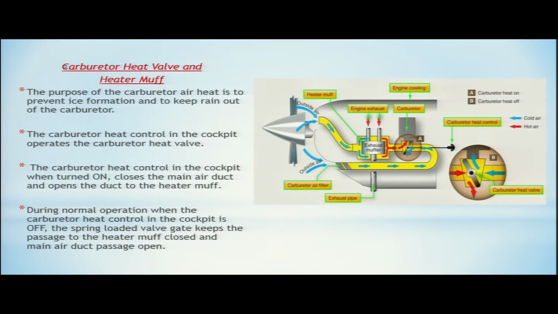Here in this diagram you can see the outside air which is coming in. This blue air is your cold air, coming from outside. Then you have your air filters here. In between you can see the carburetor heat control.